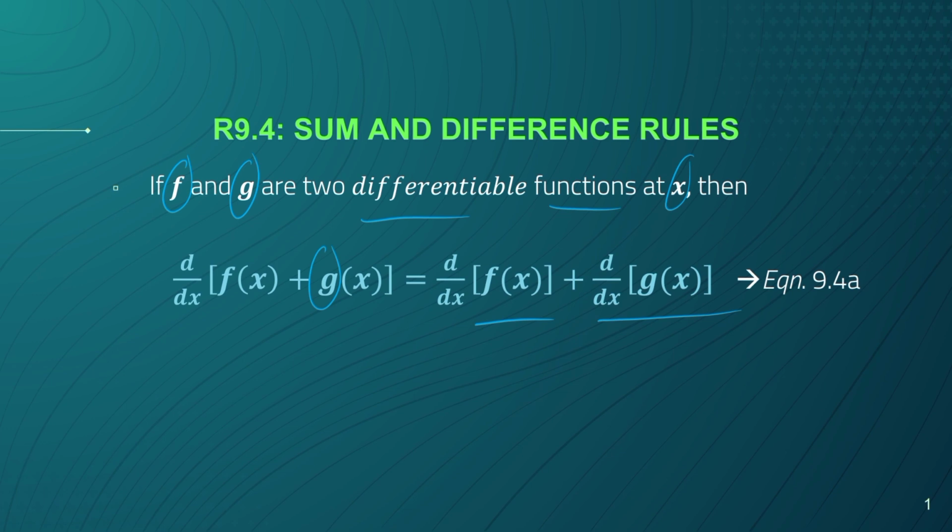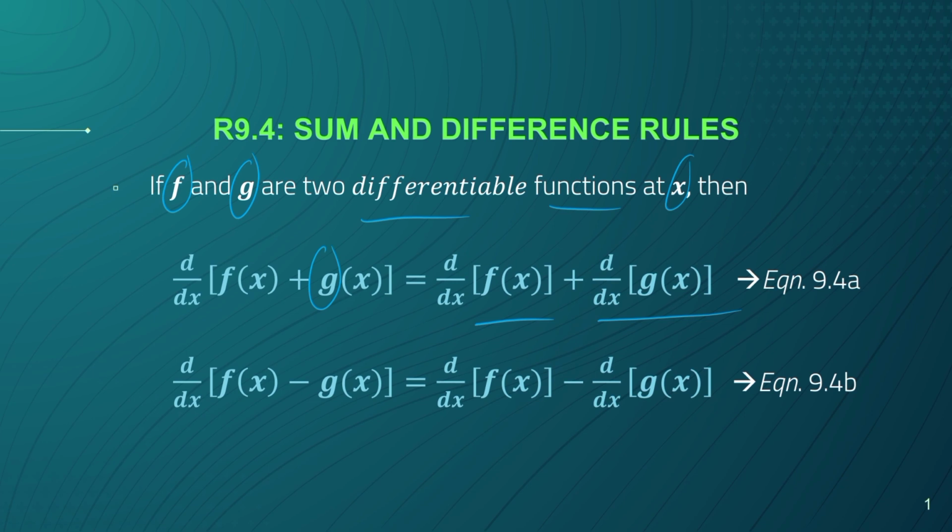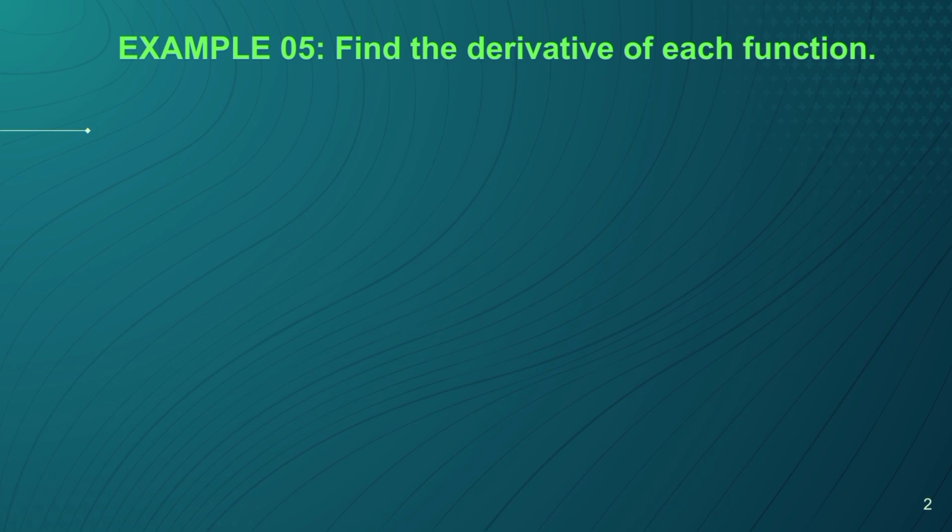Meanwhile, for the difference rule, d over dx of f of x minus g of x is the difference of the derivative of each function, f of x minus g of x. Right? So now let's proceed to the following example to further understand the sum and difference rule. Find the derivative of each function. First, let's start with f of x is equal to 9x plus 2.